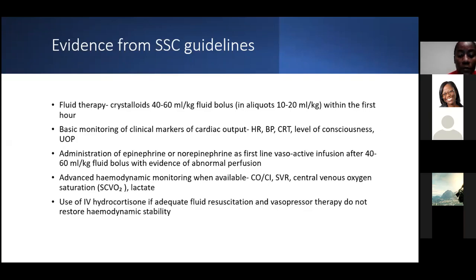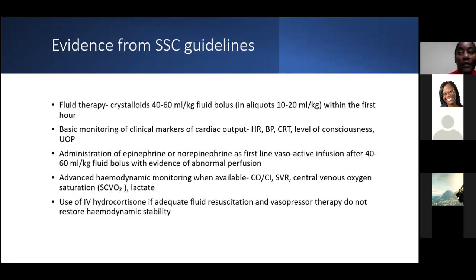So that's when you now introduce your vasoactive infusion. The beauty now, and studies have shown that these infusions can actually be given peripherally as you're waiting to get a central line. They can even be given through an intraosseous line.